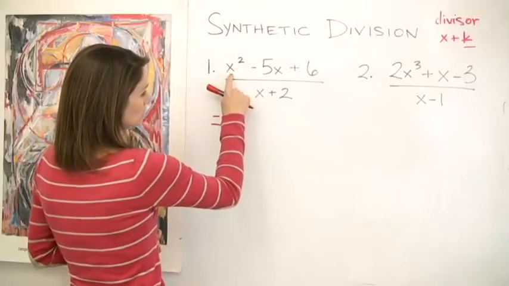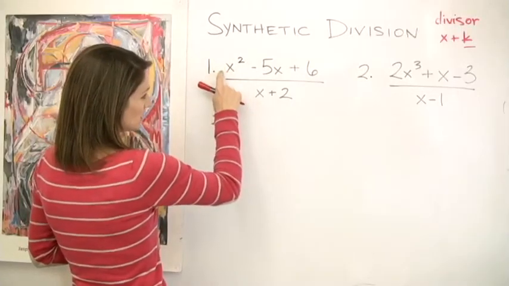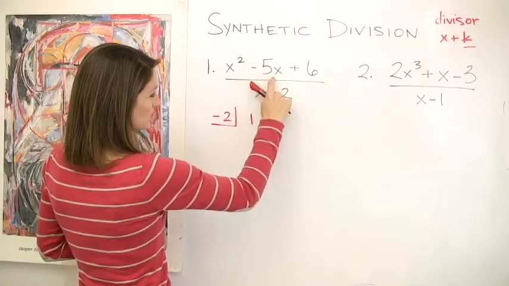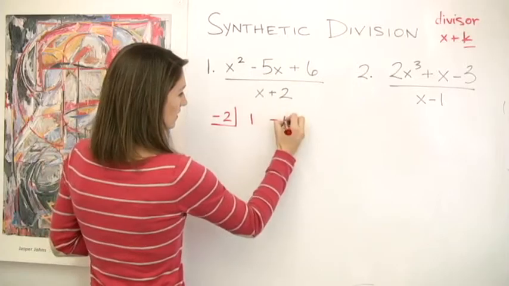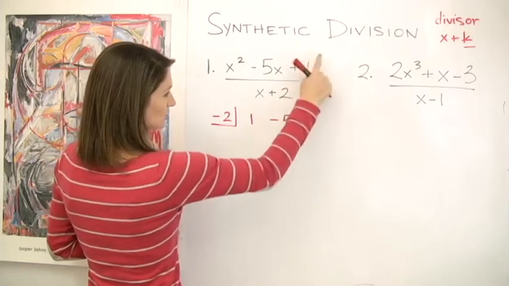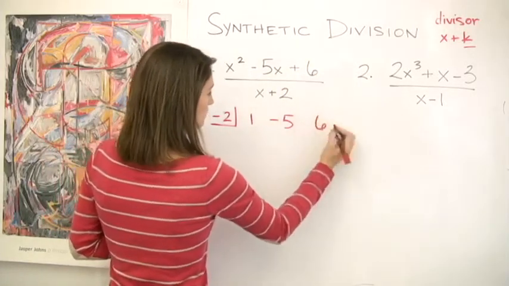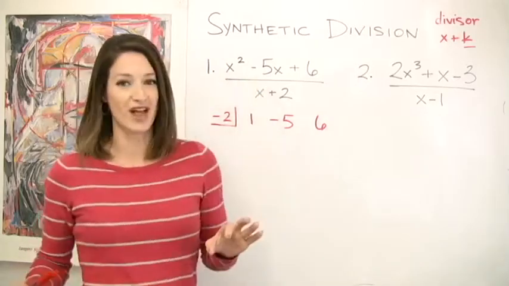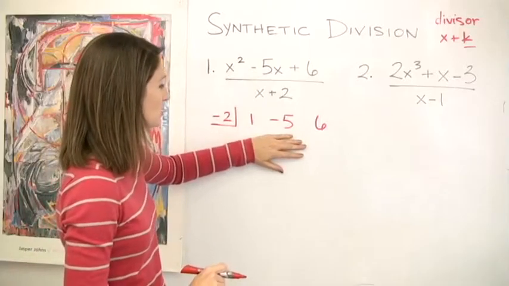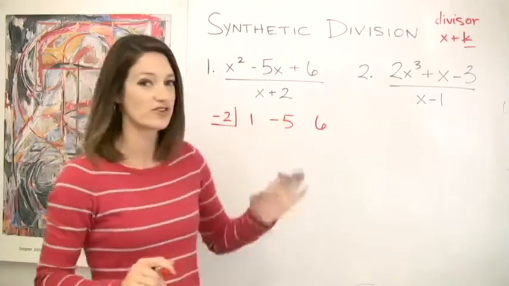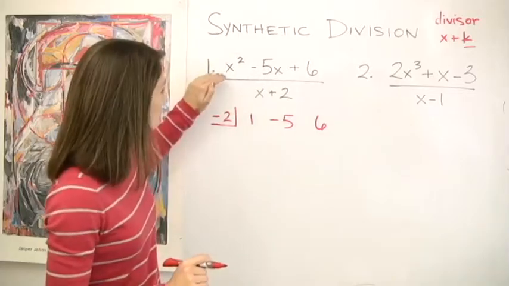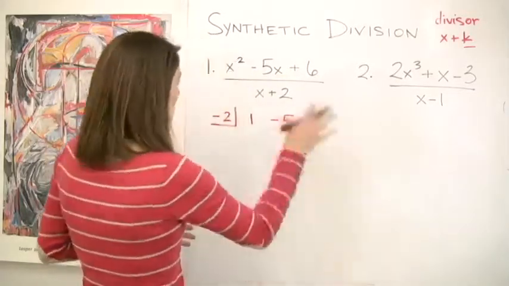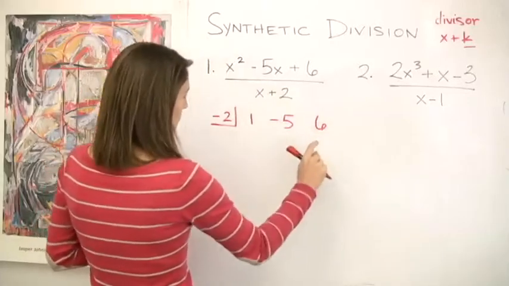So our first term here, x squared, the coefficient is 1. The coefficient of our second term here is -5. And for our last term, this constant, we pull down that value, which is 6. Now, we don't need to include our variable x when we write our synthetic division because we've aligned all similar terms, and the terms in our dividend here are written in descending powers. So that allows us to just write these whole numbers here.